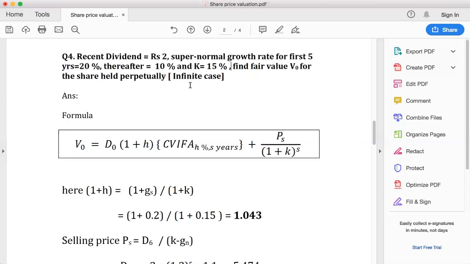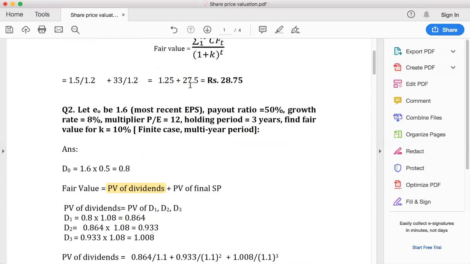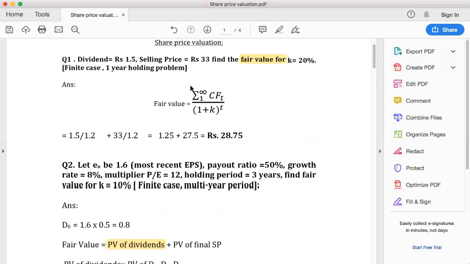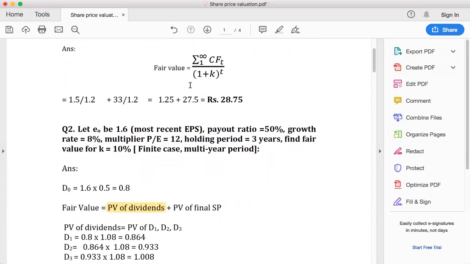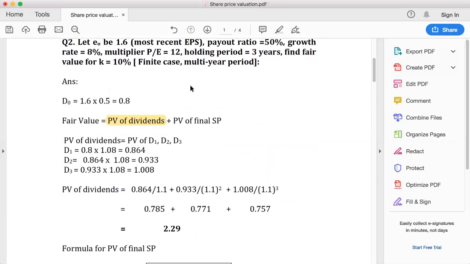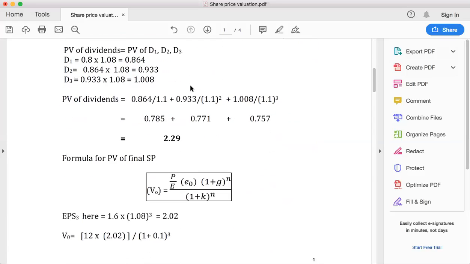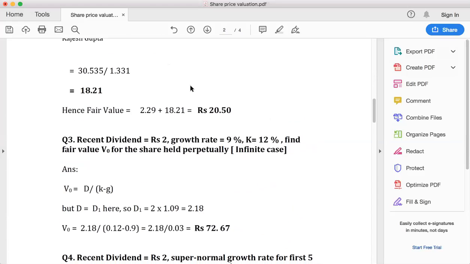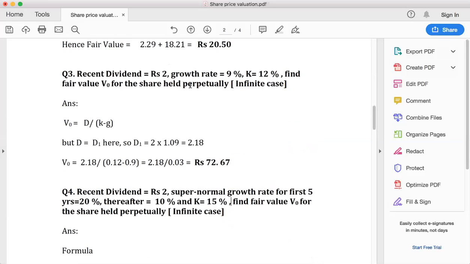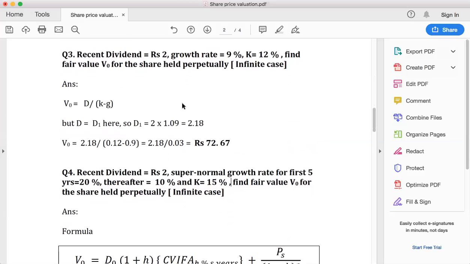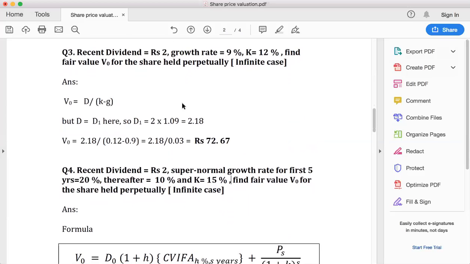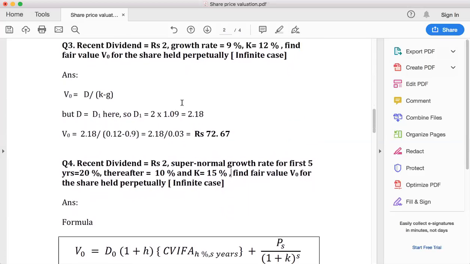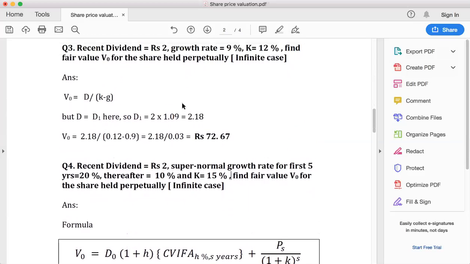So in the last part, we had discussed these three problems of the share price valuation: the simple share with a finite case 1-year holding problem, the finite case multi-year, that is 3-year problem, where you had both dividend and a capital gain to be accounted for in the present value. Then we discussed the infinite case, where you are never going to sell the stock and all your future cash flows are going to be the dividends, and you apply the formula D1 divided by K minus G.